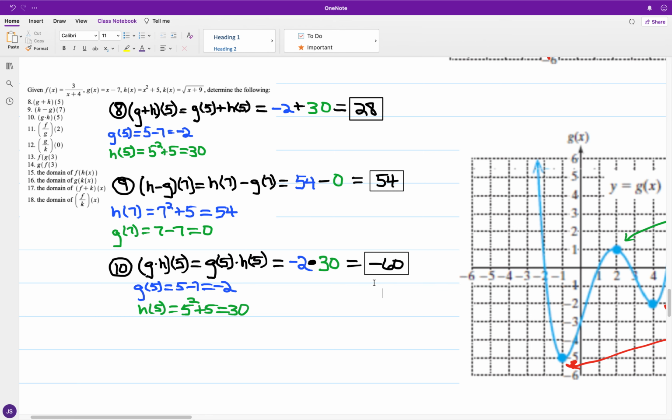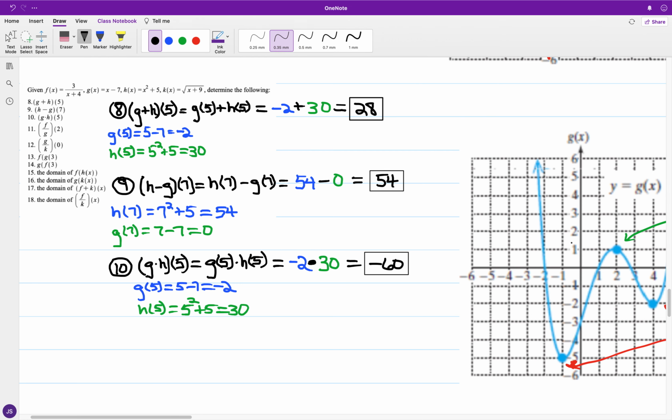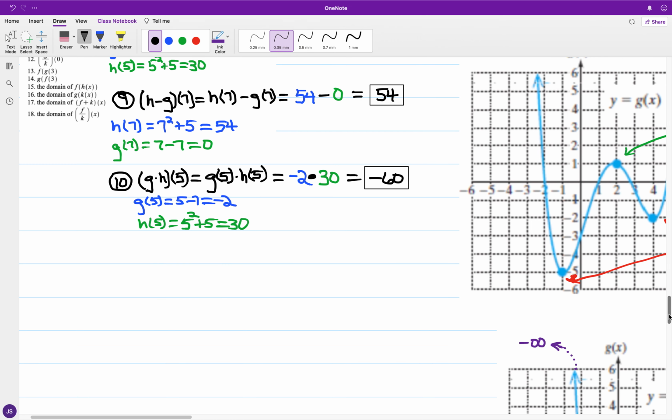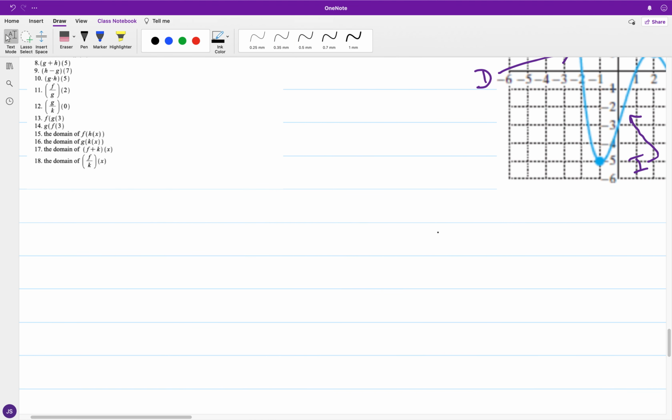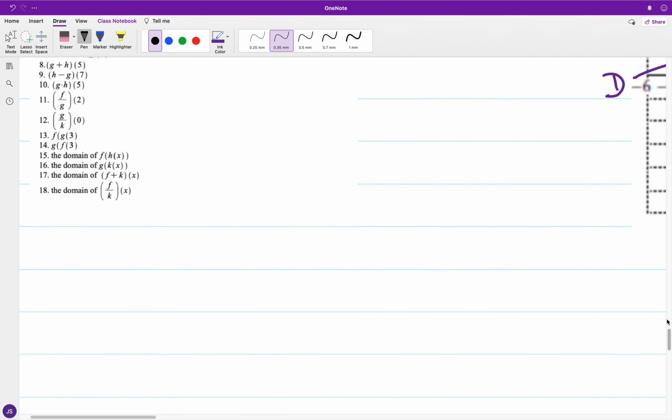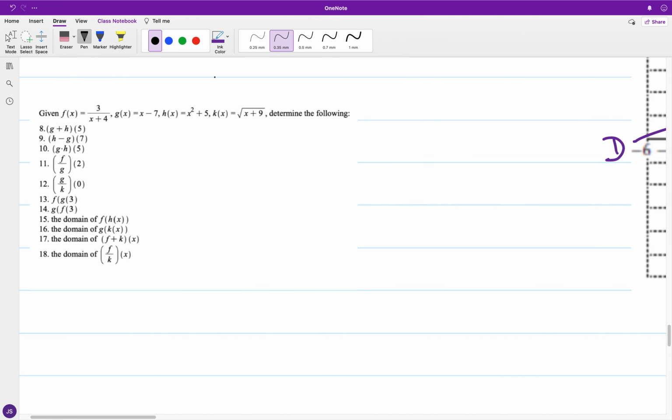All right. Now, doing a little bit of a change up. For 8, 9, and 10, I've been involving exclusively variations of the functions g of x and h of x. Now, for 11, I'm now throwing in the function f. Now for f over g of 2, so I have f of 2 over g of 2.